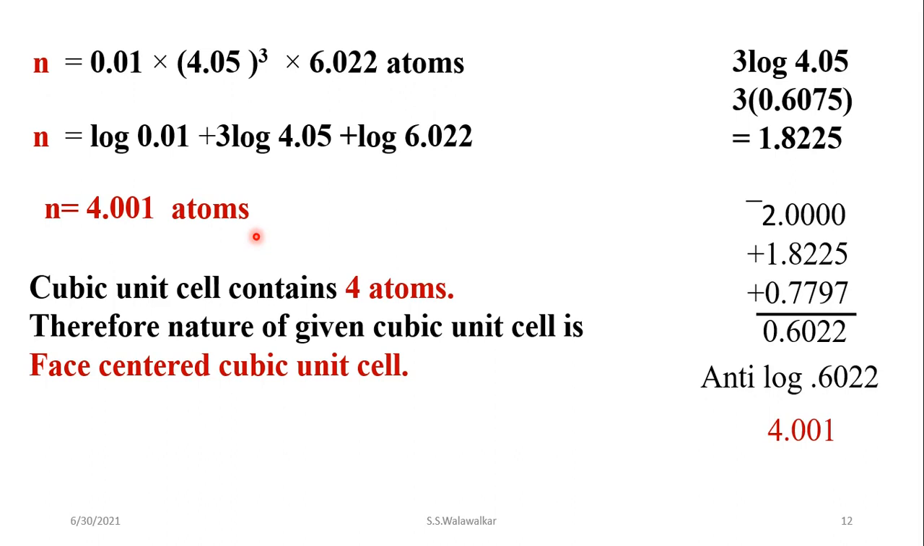So like this you can solve any numerical problem, and if you know any 4 quantities, then the 5th quantity you can find out using the formula, that is rho is equal to n into capital M divided by a cube into Na.